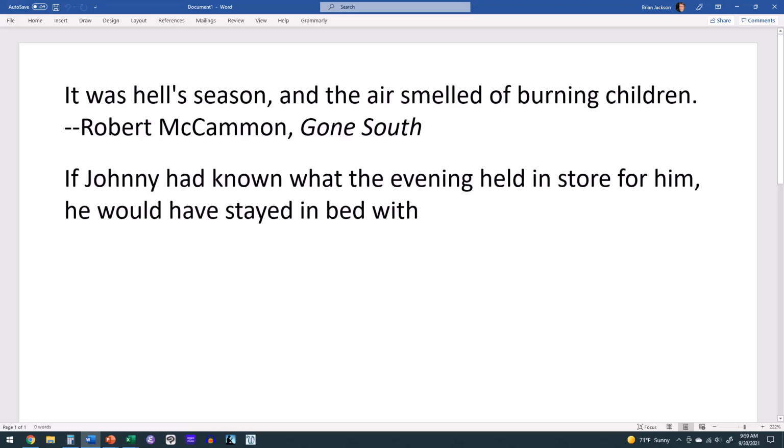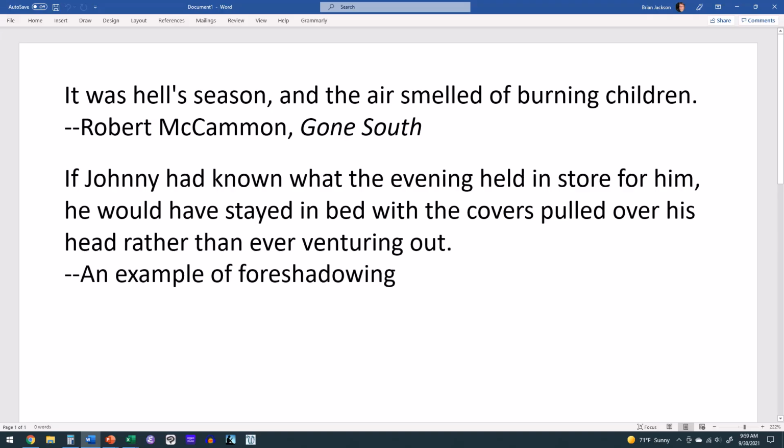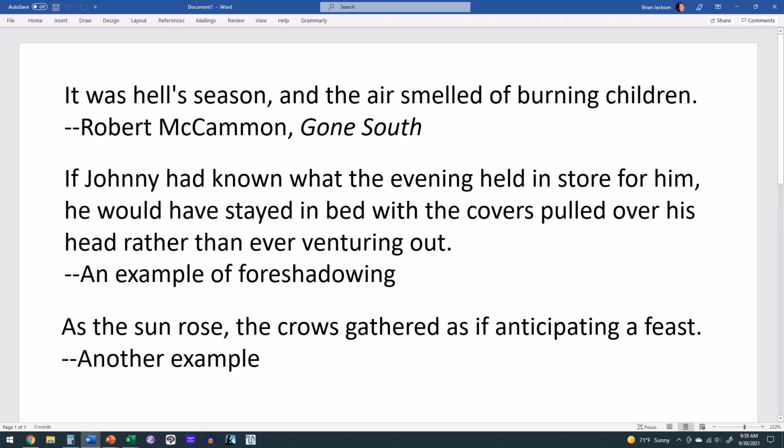How about, "If Johnny had known what the evening held in store for him, he would have stayed in bed with the covers pulled over his head, rather than ever venturing out." This is an example of foreshadowing. You're alluding or hinting at things that are going to happen later in the story. Something bad's going to happen to Johnny where he would rather have stayed in bed if he knew it was going to happen.